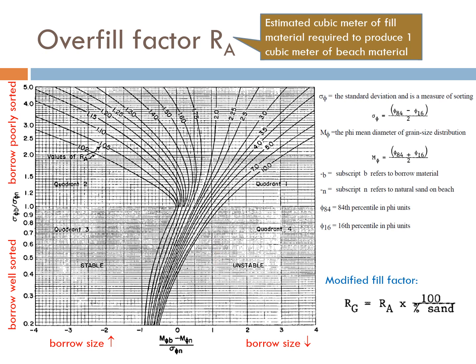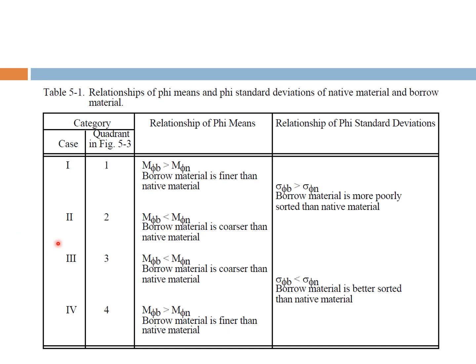Take note that if the material contains a certain percentage of sand, then adjustment will have to be made to the overfill factor to get the modified value. This table here describes the properties of the borrowed material compared to the native material for each of the quadrant.